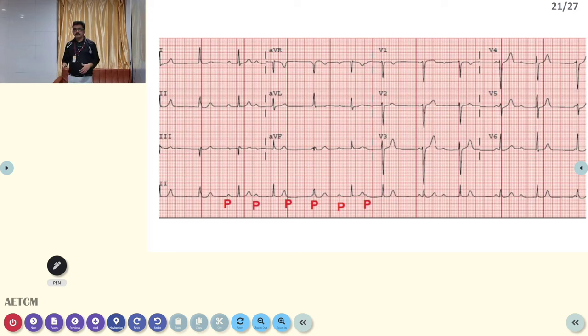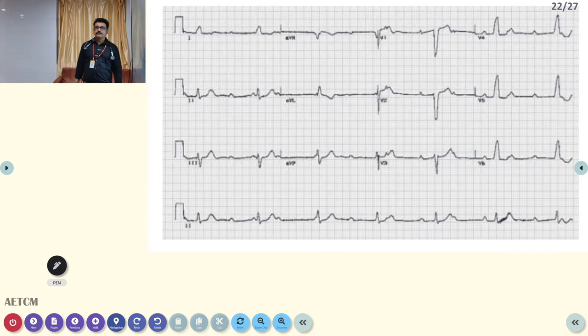P waves are coming regularly. Sometimes P waves can be inside the R wave itself. So you have to clearly see this P is inside the R wave. Sometimes it may be in the QRS complex also. We don't know. So P waves come regularly. Here also P wave comes in the R wave. QRS complexes come regularly, maybe half of the rate of the P wave. But there is no association between P and QRS complex.